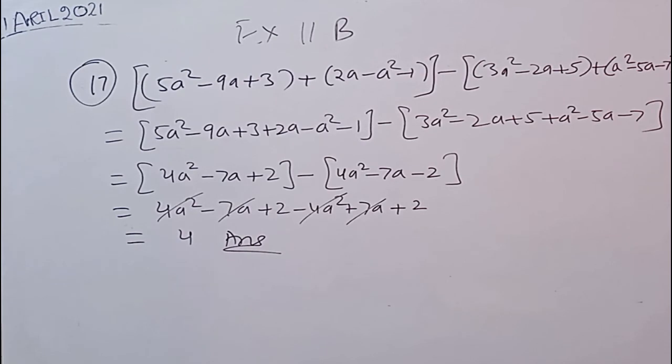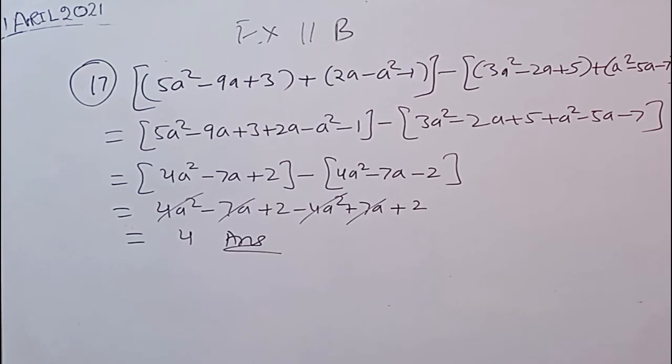Children, I am taking question number 17, in which we have to subtract the sum of 3a square minus 2a plus 5 and a square minus 5a minus 7 from the sum of 5a square minus 9a plus 3 and 2a minus a square minus 1. So first we will write from which we have to subtract, that is the sum of 5a square minus 9a plus 3 and 2a minus a square minus 1. Write in that manner in a big bracket, with the small bracket for the part that we are going to make the sum, and a minus sign after the big bracket, and whatever we have to subtract, the sum of that we will write in a second big bracket. Write the minus sign between them.